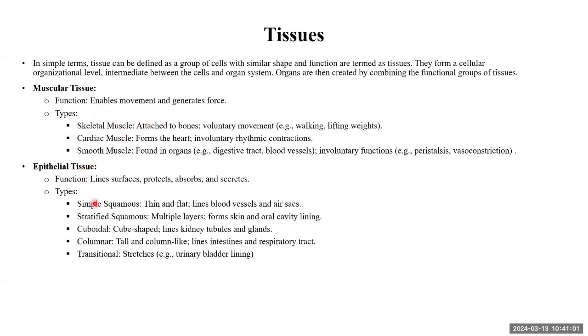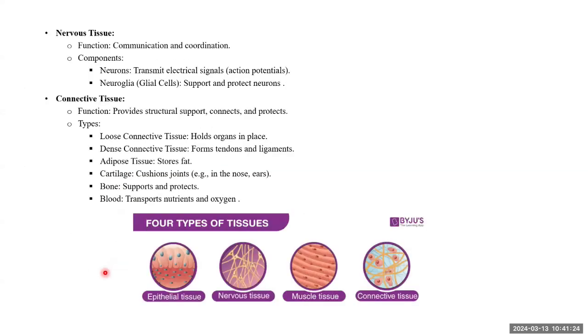Epithelial tissue has different types of cells: squamous, cuboidal, columnar, transitional. Depending on the function and the location, they are named. For example, columnar cells are secretory cells. They are present in our digestive lining. Transitional cells are present in our urinary bladder lining. Next is nervous tissue. It consists of neurons. One is the main neurons that fire electric signals, and then there are supportive cells, the neuroglial cells, that support and protect neurons.